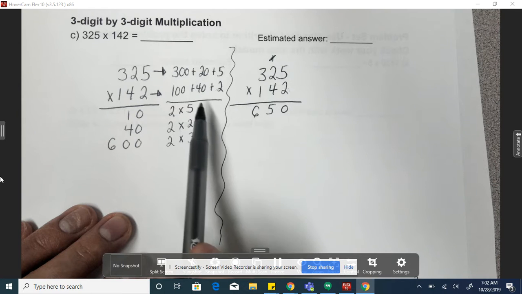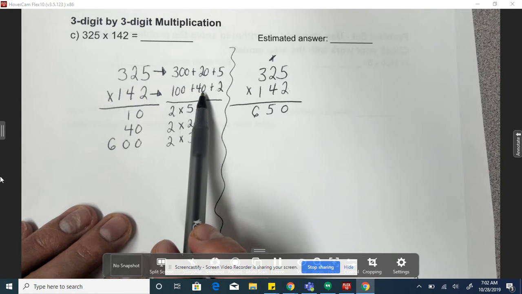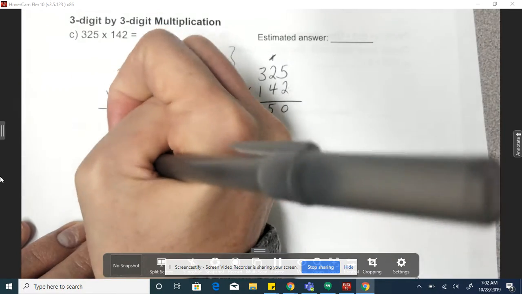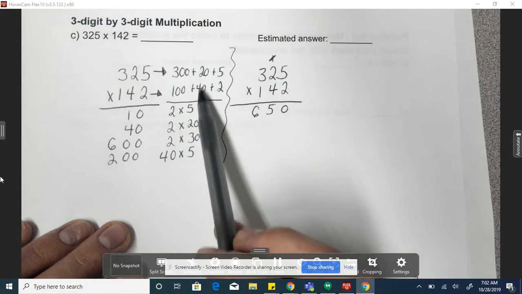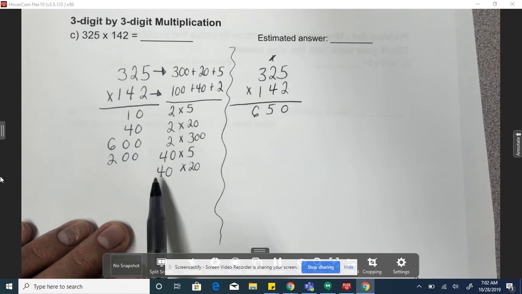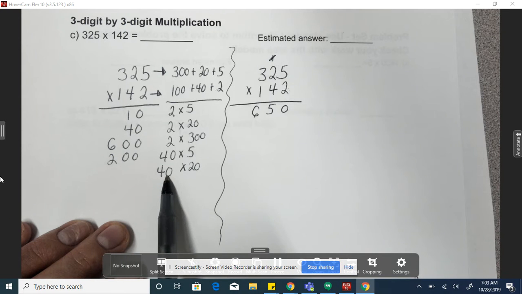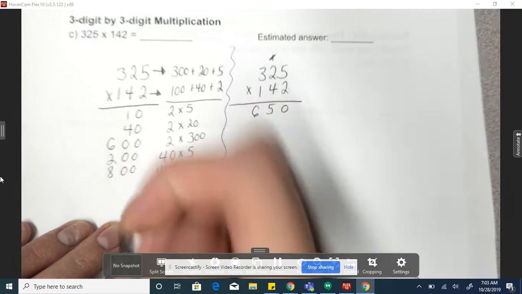So now that we've multiplied by the ones place, we're going to multiply everything by the tens place, or the 40. So we're going to start with 40 times 5. I know that's 200. I'm going to make sure to line up my place values. We just did 40 times 5. We're going to do 40 times 20 now. Let's see, 4 times 2 is 8, and tens times tens is hundreds, so I know my answer is 800. Make sure to line up your place values.